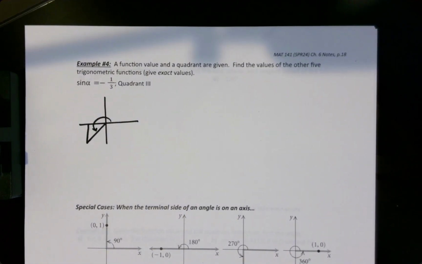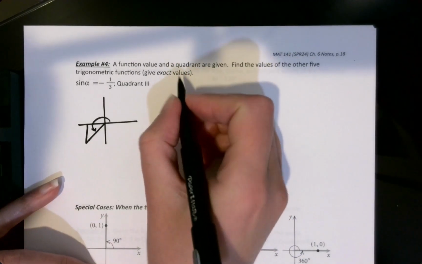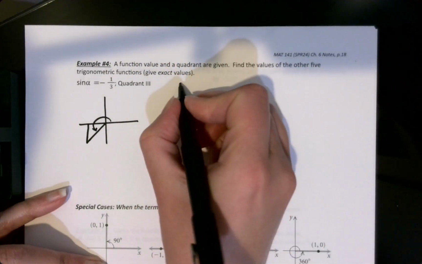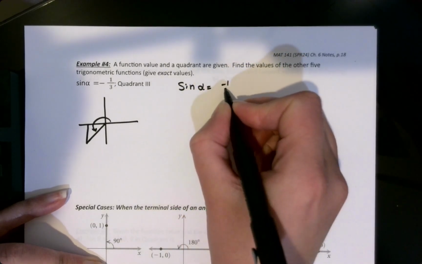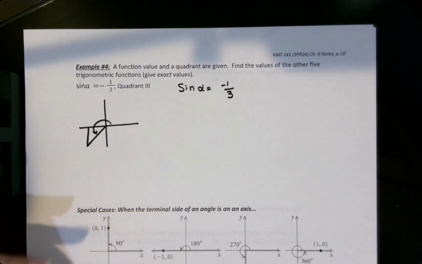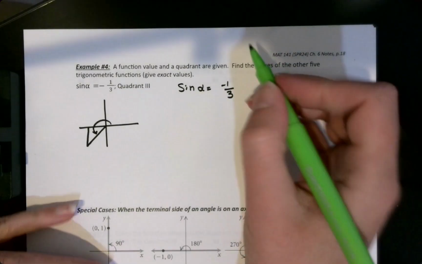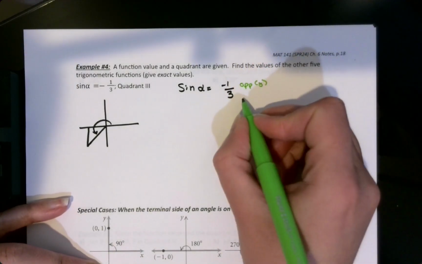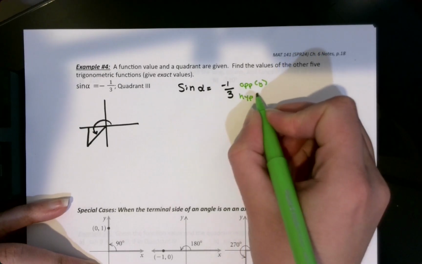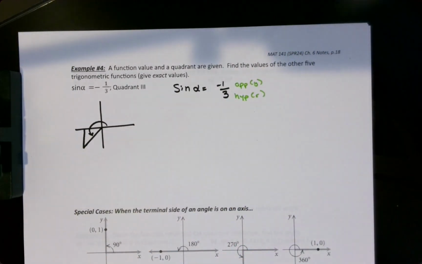And I know that the sine value is -1 over 3. So I know that, let me just rewrite that real quick. Sine of alpha is equal to -1 over 3. So I know that the -1 has to be the opposite, or y value, and the 3 has to be the hypotenuse, or the r value.